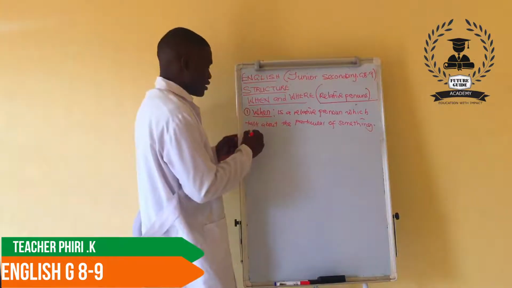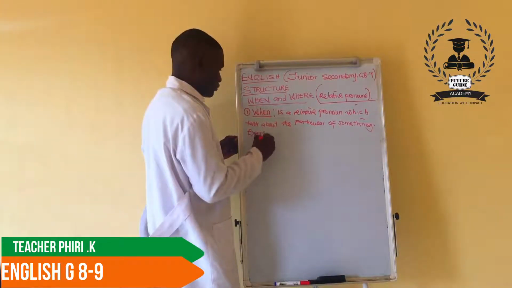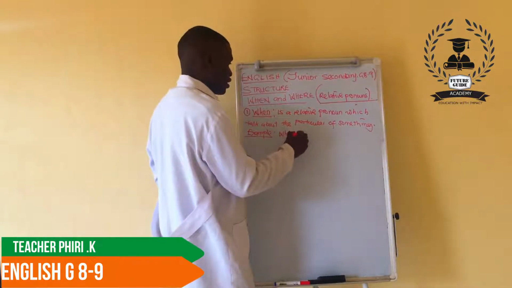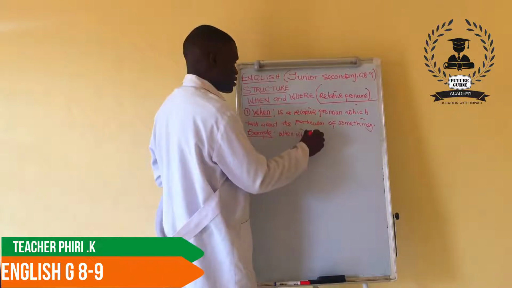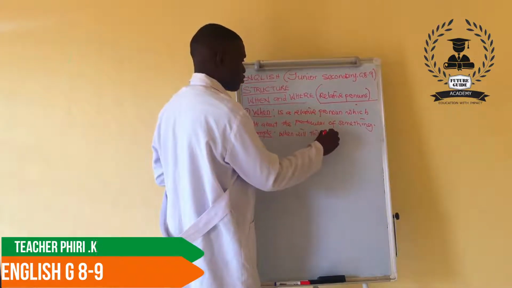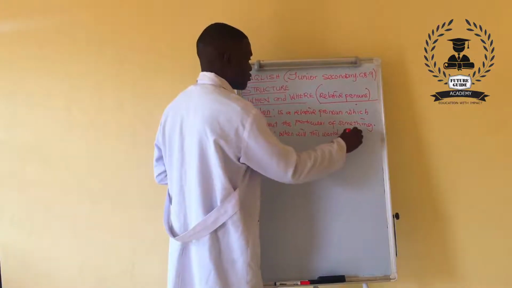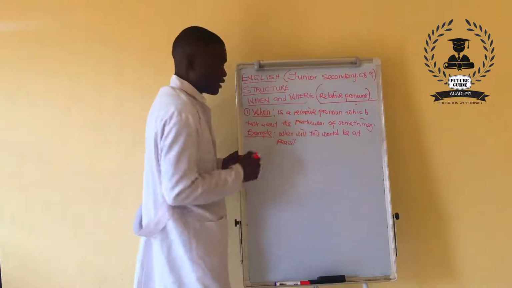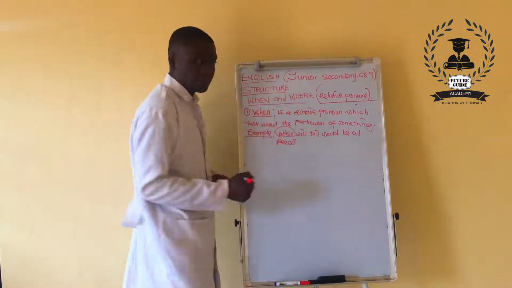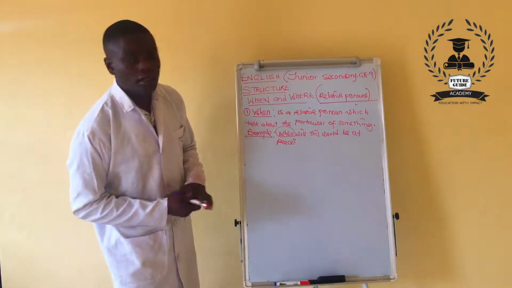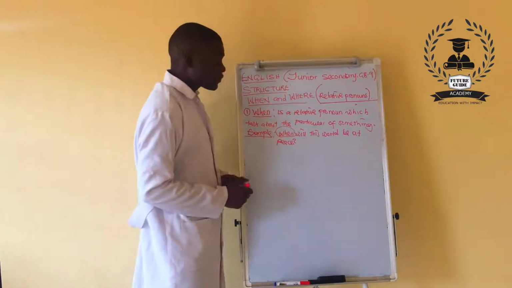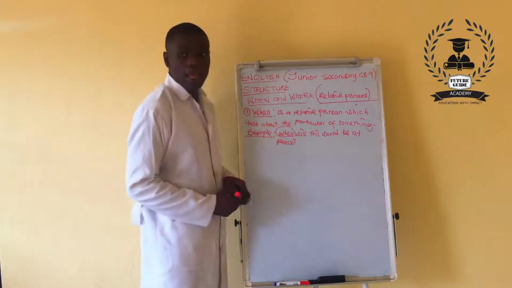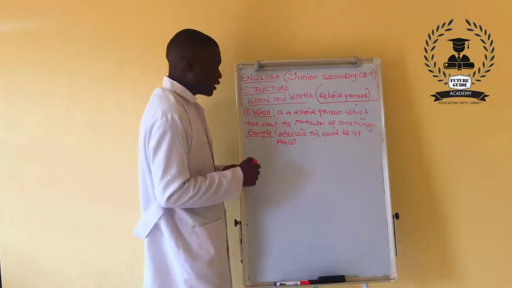Take for instance, for example, we have: when will this world be at peace? Get that one? So the use of when in the sentence, you are trying to find out the time or a particular date in the near future when this activity will happen. It can also be used for something that happened in the past.